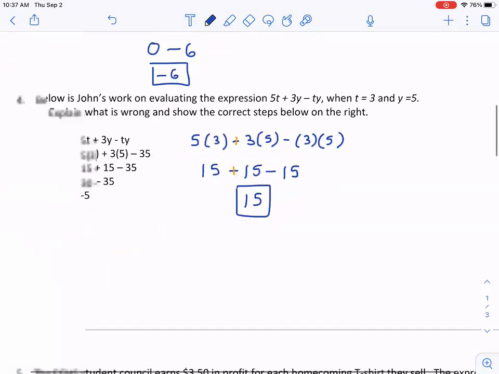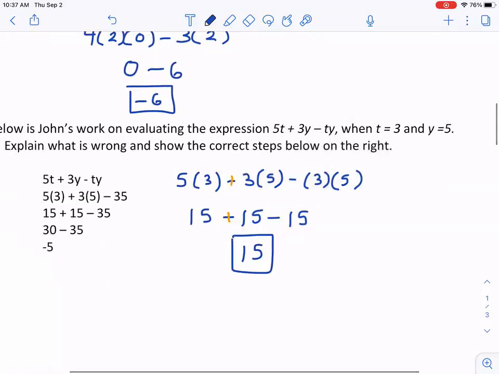All right, so let's compare this to what this person did over here. Well, I'm looking at this step, which correlates to this step, and I can see my problem is that person wrote minus 35 instead of minus 3 times 5. So just don't make that mistake, right? The 2 letters next to each other means you're multiplying them.